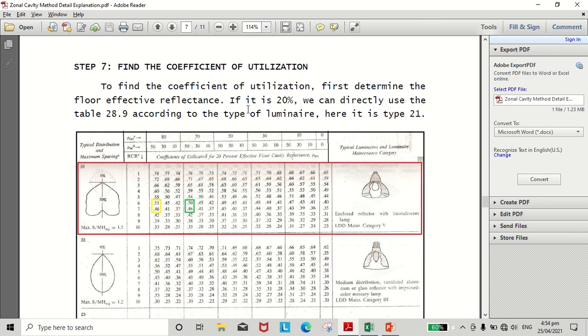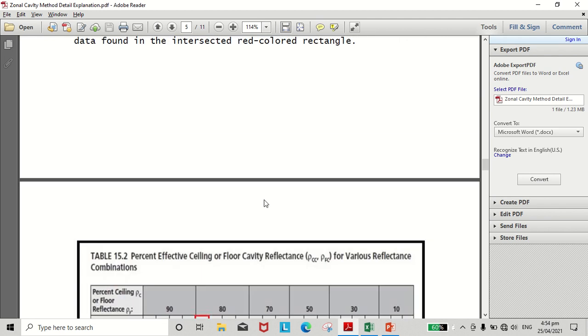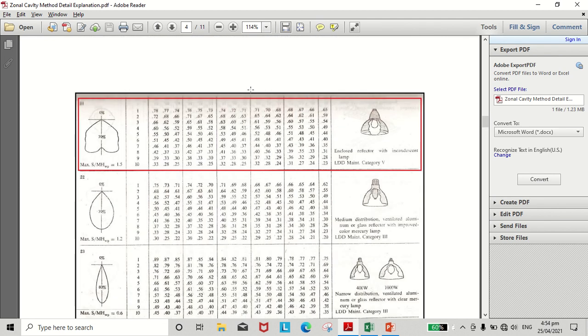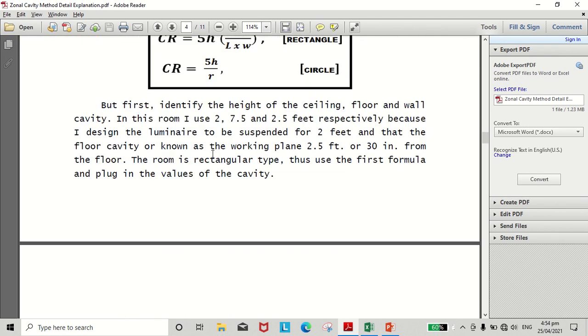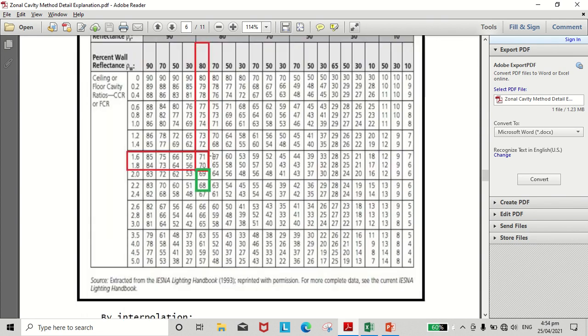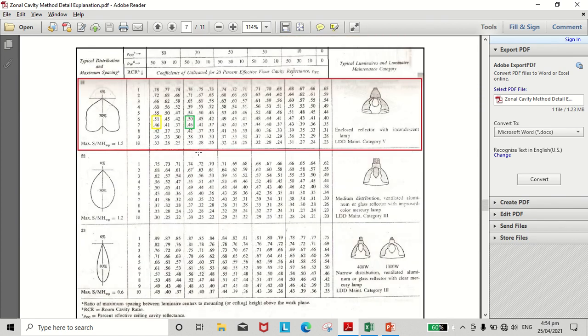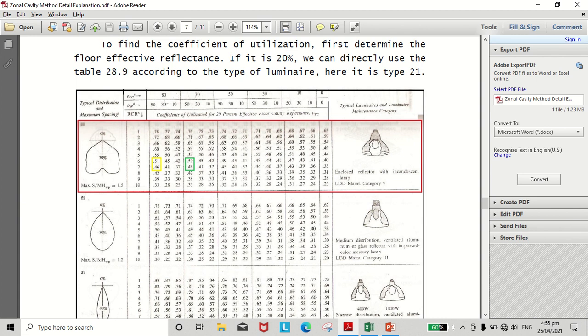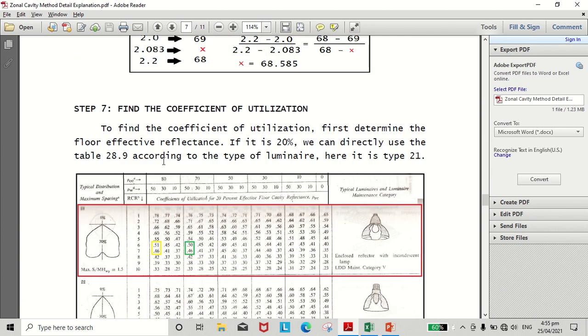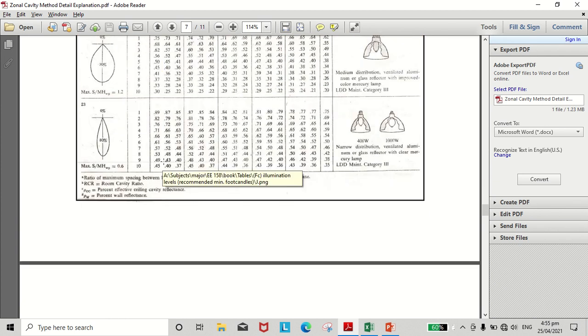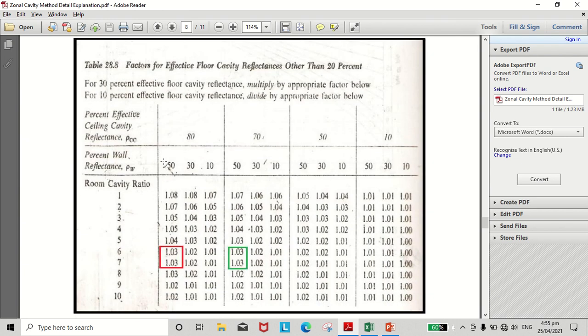If it is 20%, we can directly use table 28.9, according to the type of luminaire, here it's type 21. The type 21 is what we used earlier in finding the type of luminaire, so to get the coefficient of utilization we also use type 21. That is 80 and then 50, 70, 50, in these two. We will also have interpolation there.